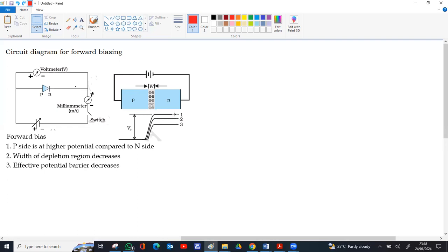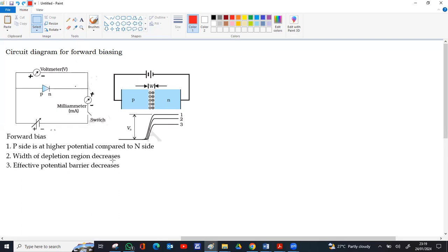Initially the potential barrier is high. When you increase the applied voltage, for example, if the barrier is 0.7 and the applied voltage is 0.1, the net will be 0.7 minus 0.1. If you apply 0.2, 0.7 minus 0.2 is 0.5. When you apply 0.4, 0.7 minus 0.4 is 0.3. When you apply 0.7, 0.7 minus 0.7 will be 0. So like that, the potential barrier continuously decreases, and when the applied voltage exceeds the barrier, there won't be any potential barrier and the junction becomes conducting.